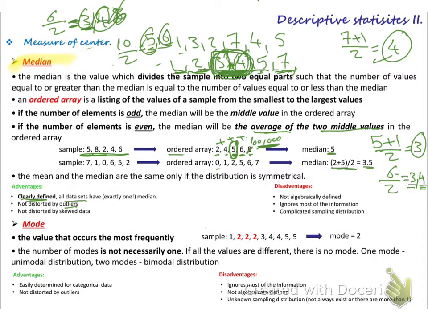It depends on the count of the numbers before and after, not the value of the number, the count only. I have 2 numbers before and 2 numbers after. So it is not distorted by an outlier, the odd numbers, okay? And also it is not distorted by skewed numbers. Always you find the outlier and the skewed coming together, okay? If something is applicable to this, it will be applicable to this.